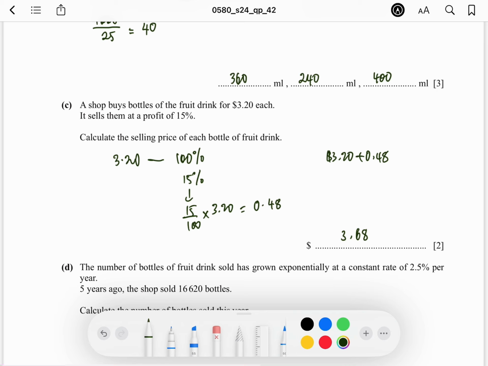So in order for you to find the selling price, it should be more than the original price. Okay? So this is logic because 10% of $3.20 is 32 cents and your answer is 48 cents. So that's more. So that's fine. So that's your 2 marks.